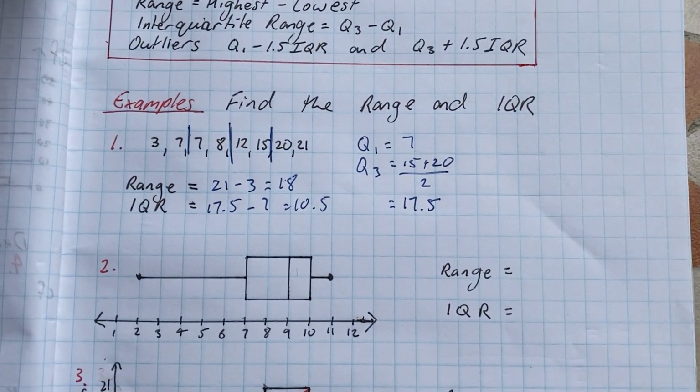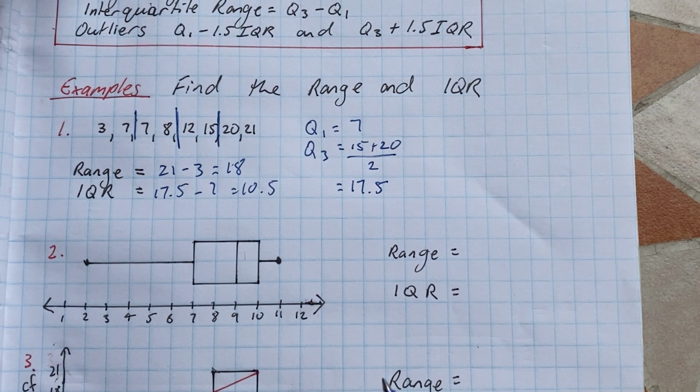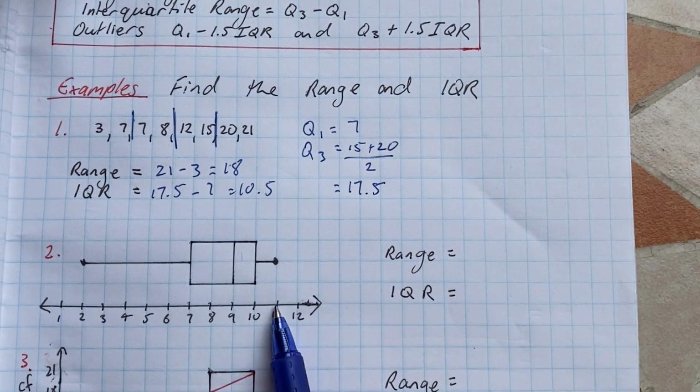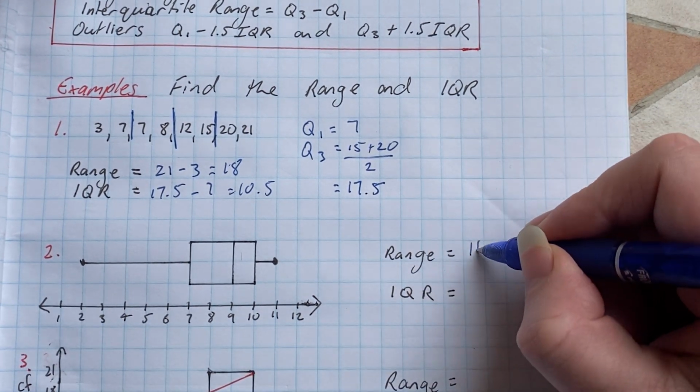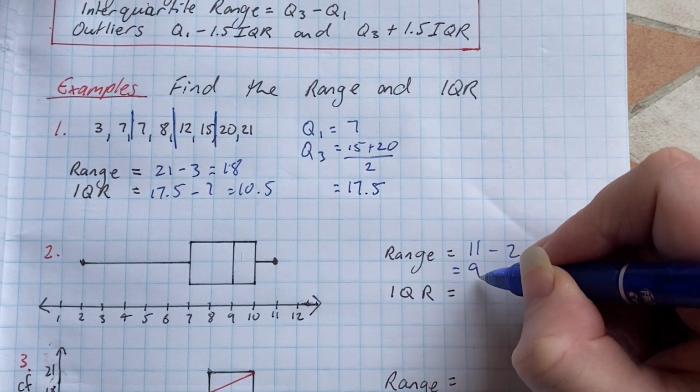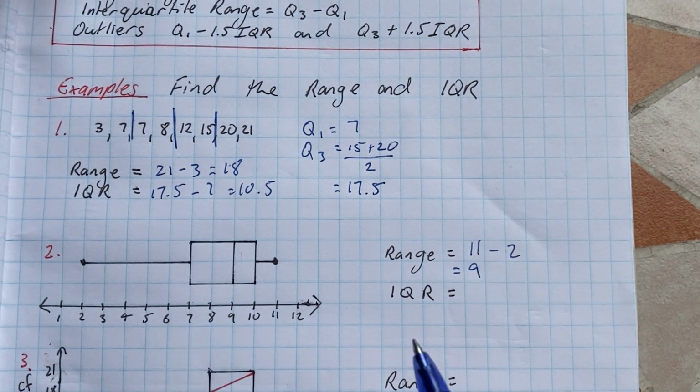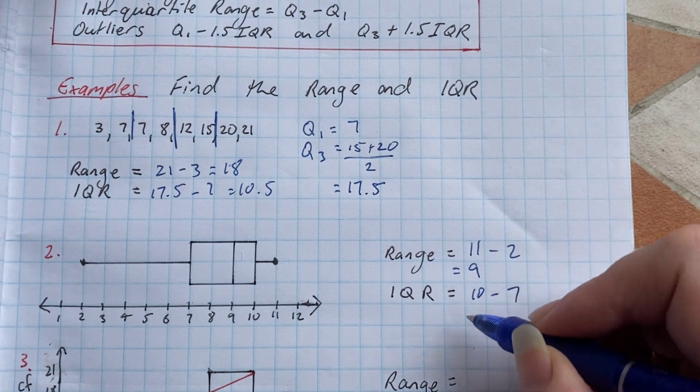Okay, let's look at a second example. Here we've got a box and whisker plot. Quite an easy way to do it. So our range is just 11 minus 2. So that's 9. And our interquartile range is 10 minus 7. So that's a very easy one.